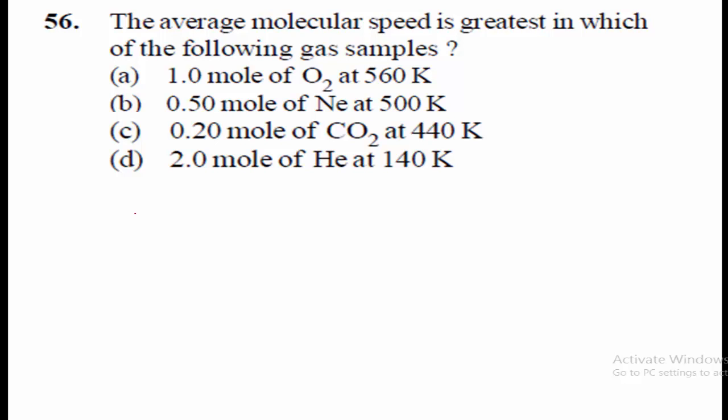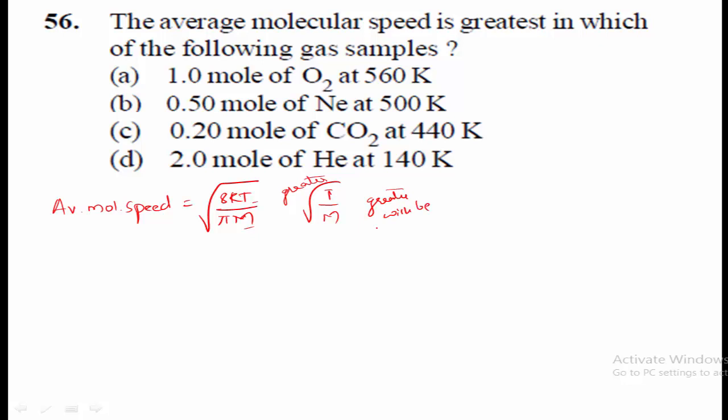Option C. Then 56th: the average molecular speed is greatest in which of the following gas samples? How will you write the average molecular speed? Average molecular speed is equal to the square root of 8RT divided by pi M, where T and M are the dependent variables, temperature and molecular weight. Thus, the greater the value of root T by M, the greater will be the molecular speed. Remember, molecular speed.